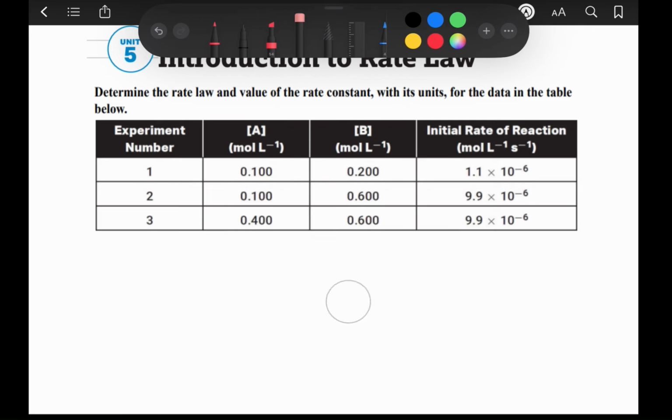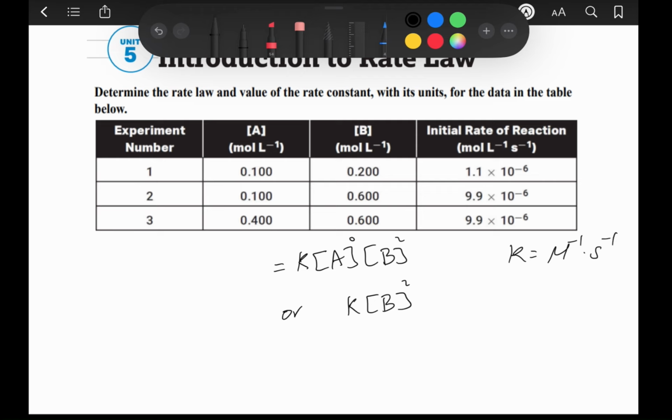So this is for sure a second order with respect to B. If you want to write the rate law, you can write it in this form: K, A to the power 0 and B to the power 2, or you can say it's K multiplied by B to the power 2. Since it's a second order, it's the same as the previous example. The unit of K is M^-1 s^-1, or you can write it in terms of liter per mole per second.